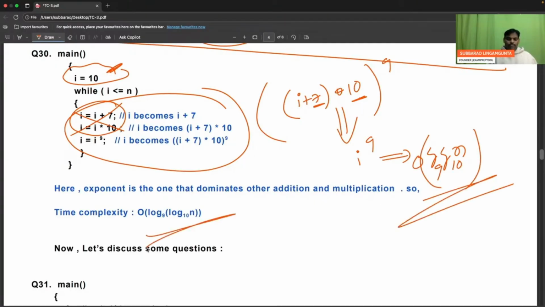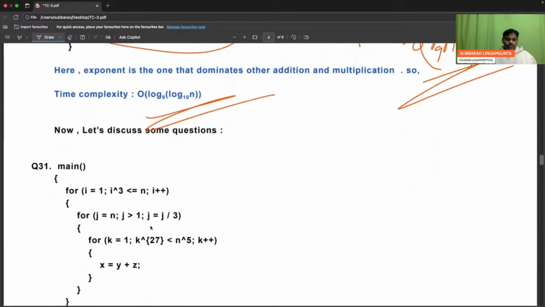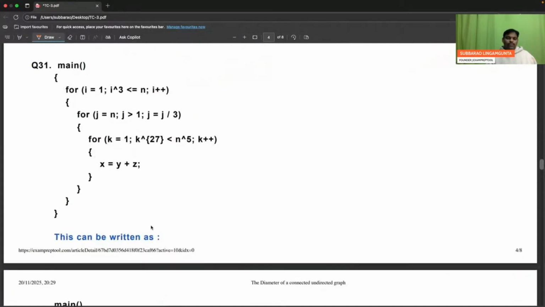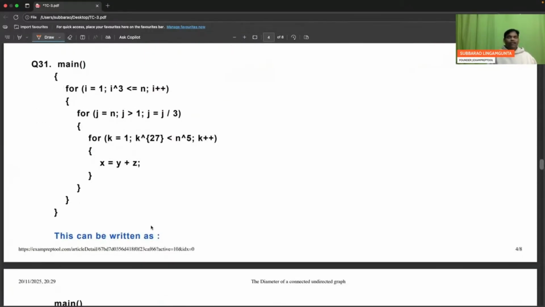Check. Question number 31. See question number 31. Based on all our basics, whatever we have done till now, one problem. Can you see this one? I think 3 for loops are there. Everyone observe. See the inner loops. Can you see the inner loop? For k is equal to 1, k power 27 less than n power 5, k plus plus.